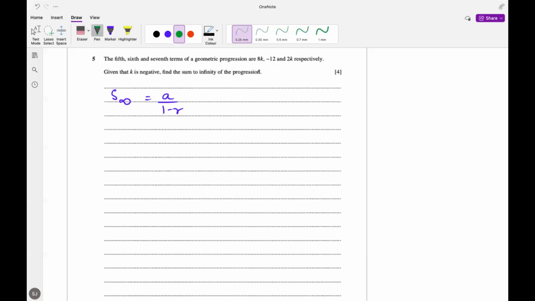For r, we know that if we divide two consecutive terms, so let's say if I divide the sixth and the fifth term, or the seventh and the sixth term, the value will be equal. So I can write this as -12 upon 8k. The sixth term divided by the fifth term will be equal to the seventh term divided by the sixth term. Cross multiplying, we'll get 8k into 2k, which is 16k squared, equals -12 into -12, which is 144. So k squared will be equal to 144 upon 16, which is 9. k will be equal to the square root of 9. Now, as k is negative, we'll take the value of k as -3.